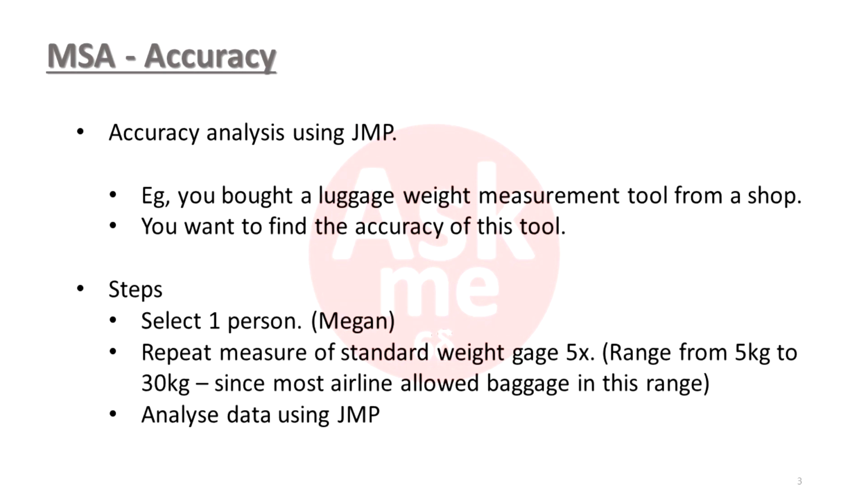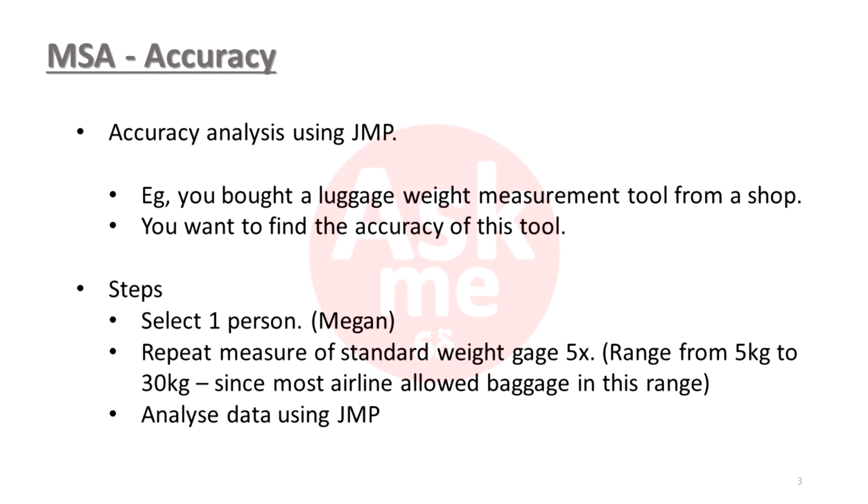Let's see how we can do the measurement. Assume you bought a luggage weighing tool. You want to know how accurate it is compared to the airline weighing machine. Step 1, select one same person to do the measurement. Find some standard weights. Standard weights are calibrated weights. Since most airlines use 5 to 30 kilograms as allowed baggage, let's find standards in these ranges. Maybe 5, 10, 15, 20, 25, and 30 kilograms.